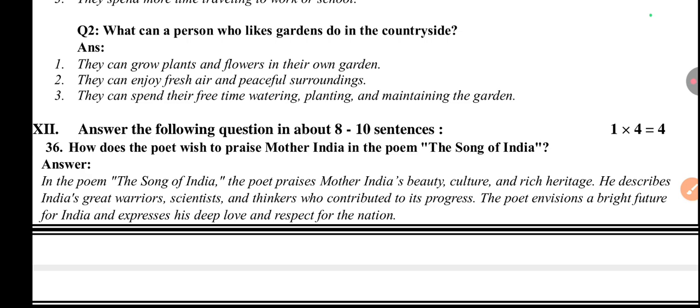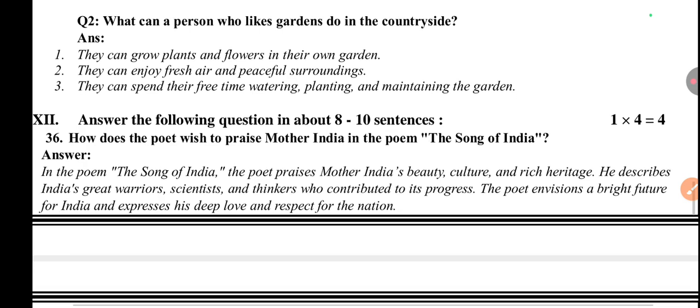Question number 2. What can a person who likes a garden do in the countryside? They can grow plants and flowers in their own garden. They can enjoy fresh air and peaceful surroundings. They can spend their free time watering, planting, and maintaining the garden.